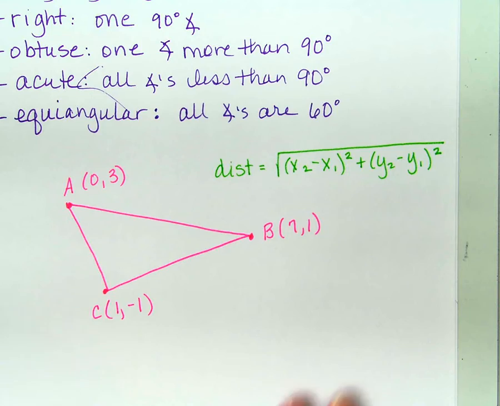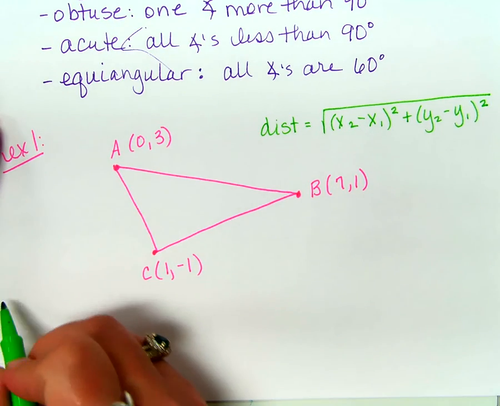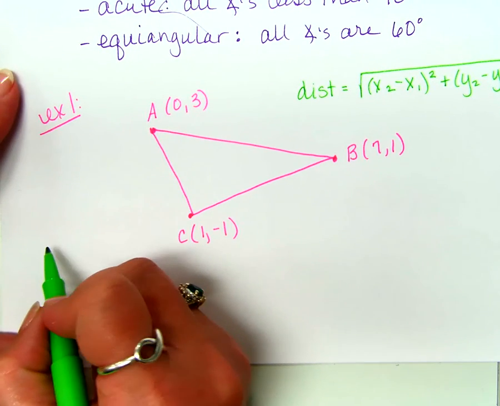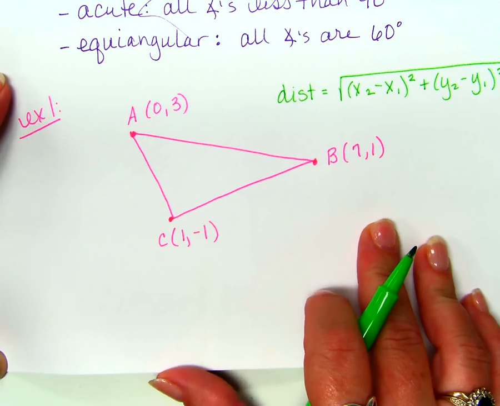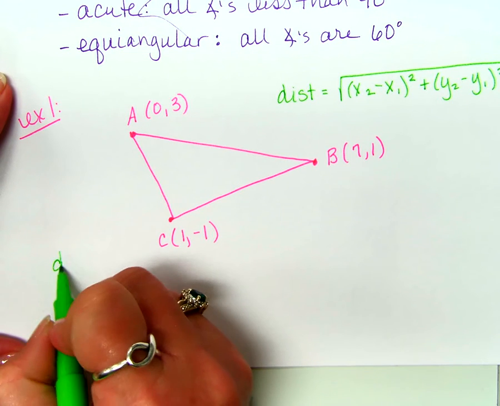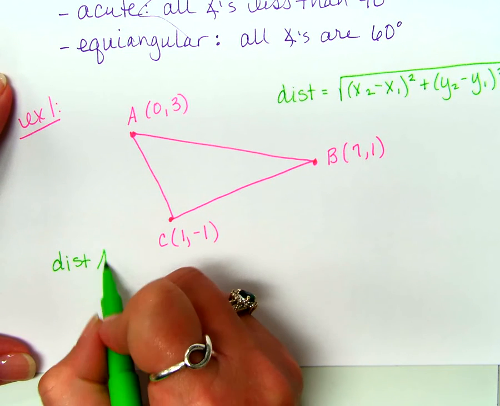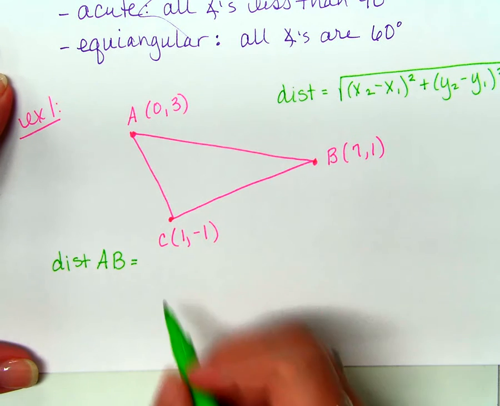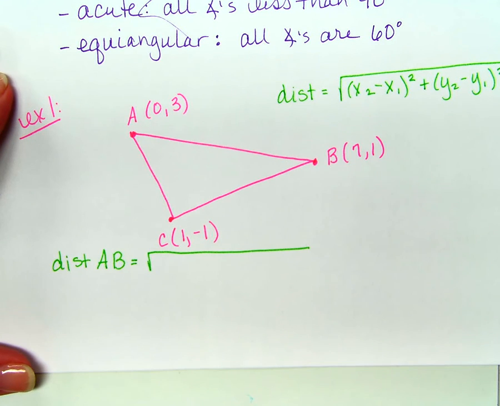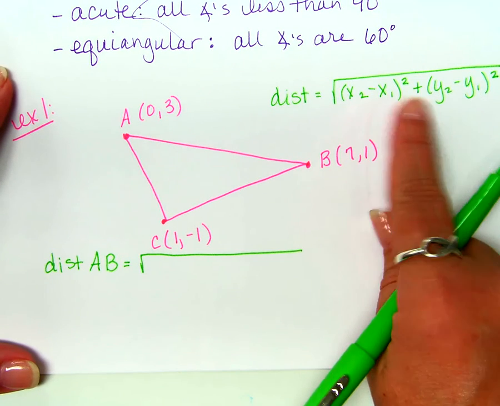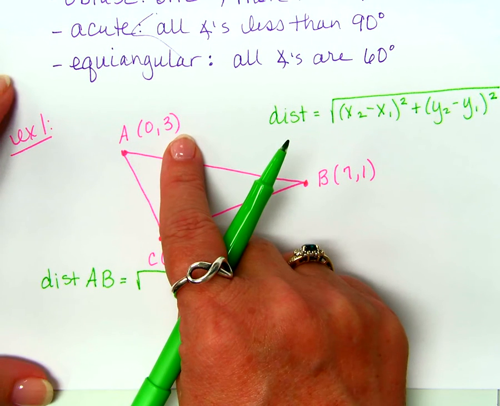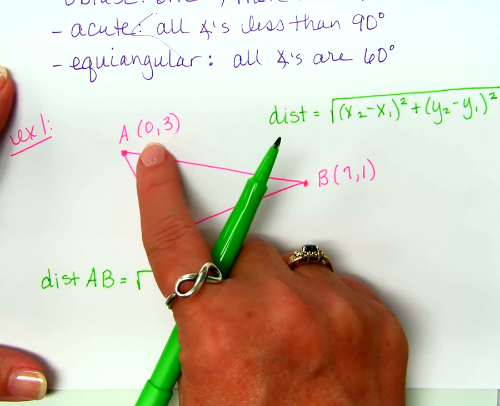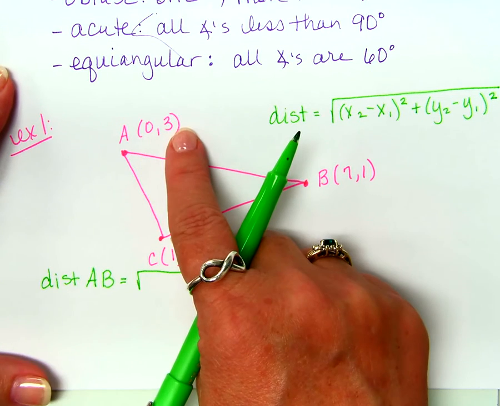So what do you want to find first? Let's do A. You want to find the distance of A? Like A to B? Okay. So the distance from A to B. Well, how do we know which one's which? Does it matter which one's x2 and x1 and y2 and y1? If I'm looking at this point right here, what do you want to make that? x2, y2 or x1, y1?